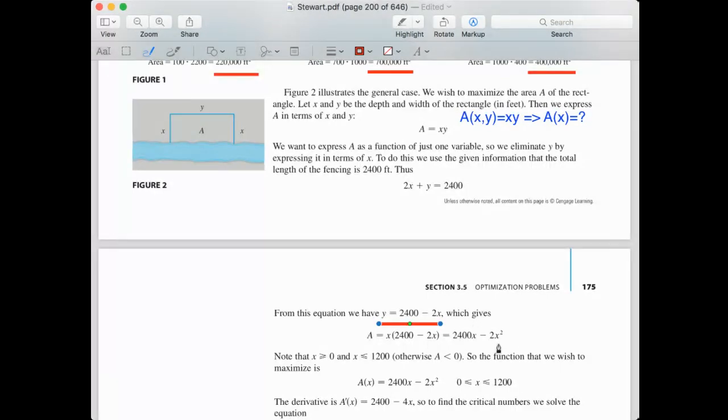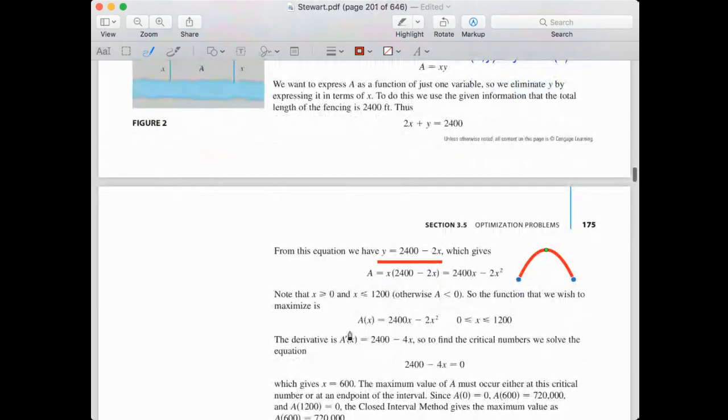So we made a function. We have a function of area A that only depends on x. And this is a downward parabola, right? Downward parabola gives us a maximum. So we made an area function in terms of x, the width. And now we want to take a derivative. A prime of x equals 2,400 minus 4x. We set this derivative to be 0.